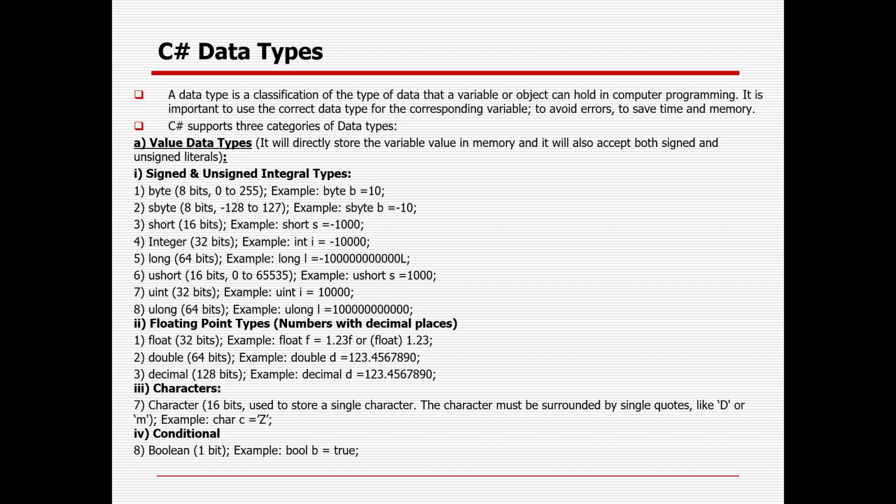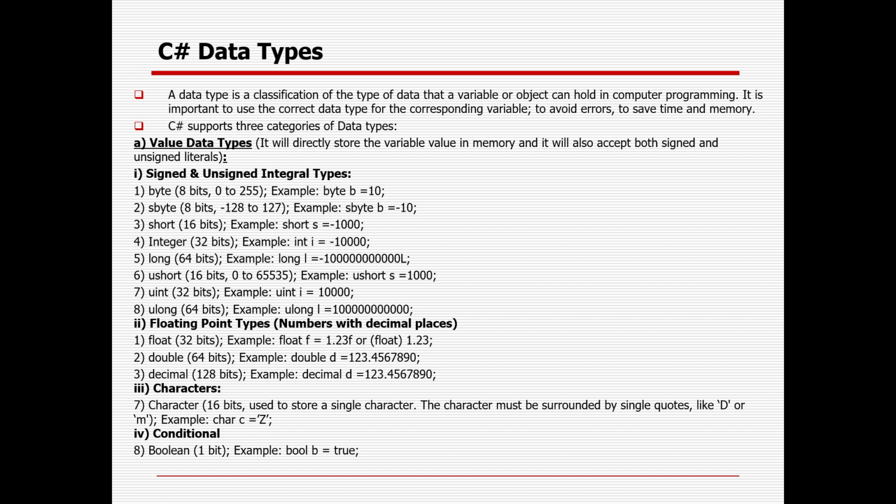In the value data type, there are primarily four types available: signed and unsigned integral types, floating point types, character type, and conditional type. In signed and unsigned integral types, there are primarily 8 different data types available: byte, sbyte, short, integer, long, ushort, uint, ulong. So byte will hold 8 bits of data.